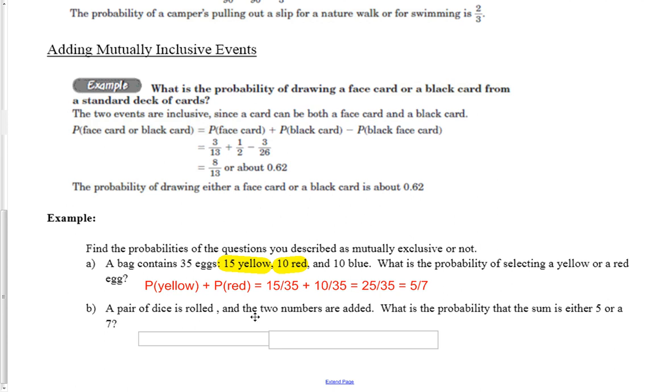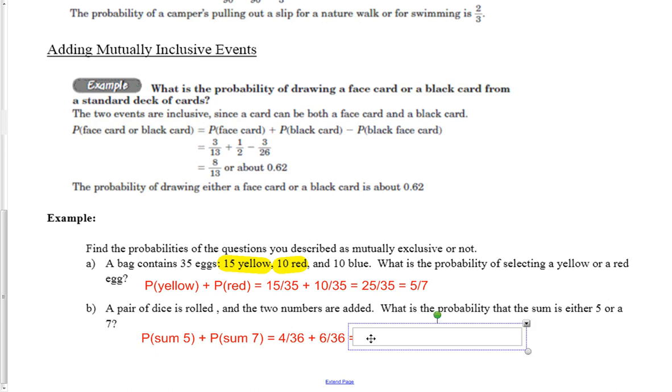Next one, a pair of dice is rolled, 2 numbers are added. Probability that their sum is a 5 or a 7. For the purposes of this video, I'm not going to go into how you find those probabilities, but just get the basic idea here that you need to find the probability that you get a sum of 5 and add it to the probability of getting a sum of 7. And it happens to be 4/36 is your probability for the first, 6/36 for the second, and if you add those together you get 10/36, which is 5/18.